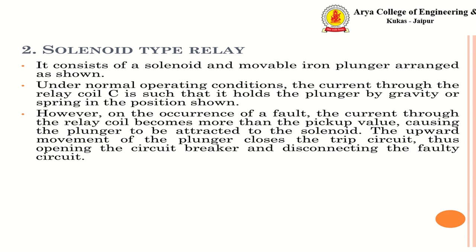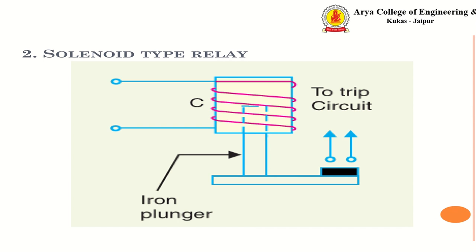The upward movement of the plunger closes the trip circuit, thus opening the circuit breaker and disconnecting the faulty circuit. This is the solenoid. It is the message sent to the trip circuit. It is the iron plunger.